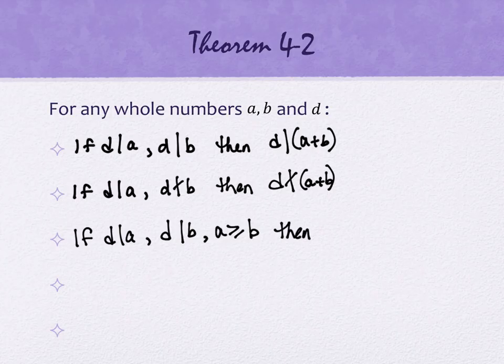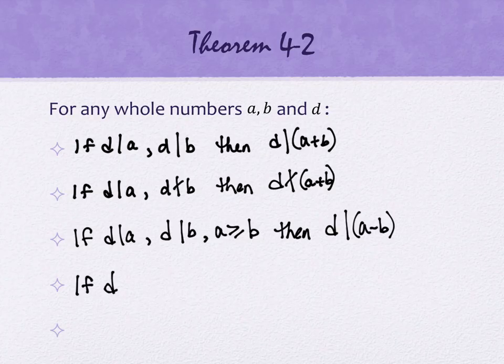Then D will divide A minus B. And the reason that we need this fact is because I want to be able to say A minus B is a whole number. That's what I was referring to. And A minus B will be a whole number if A is bigger than B. Okay, whole number includes 0.